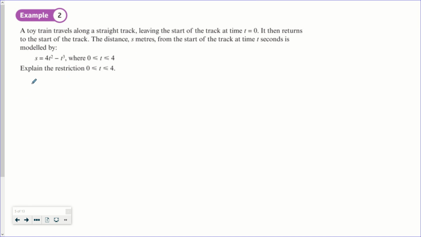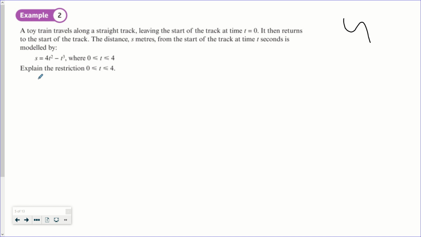It's often useful to try and draw a sketch of the displacement time graph. So let's do that. First of all, when we sketch this displacement time graph, we know that it's a negative cubic because the coefficient of the t cubed term is negative. So let's just remind ourselves a negative cubic has a shape that looks like that in general.